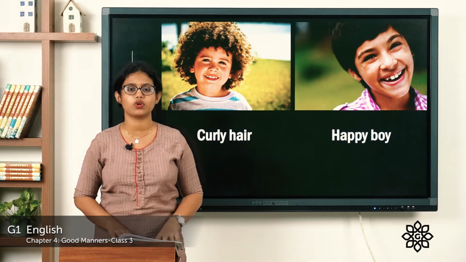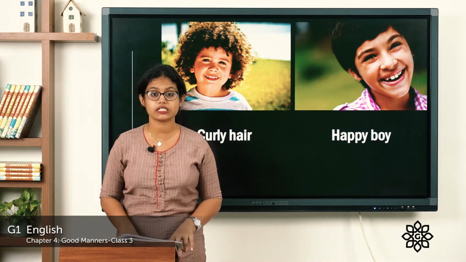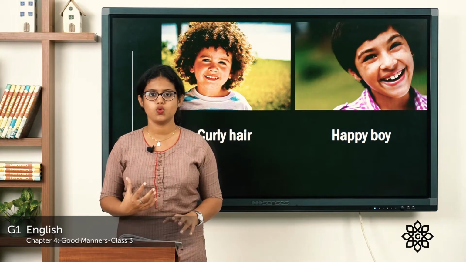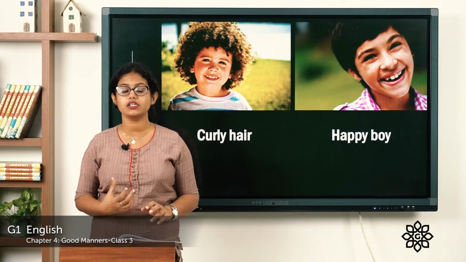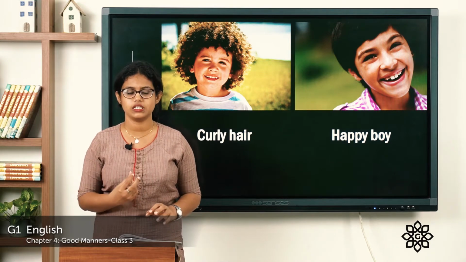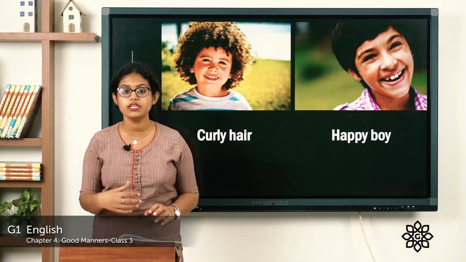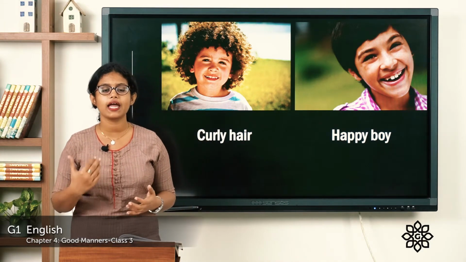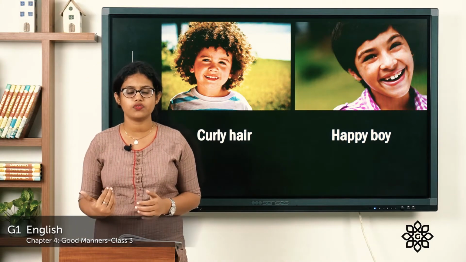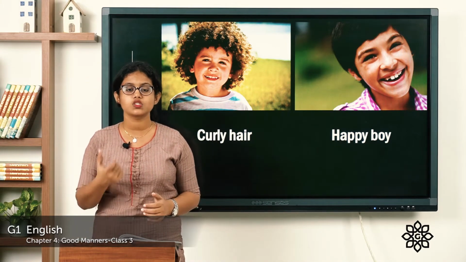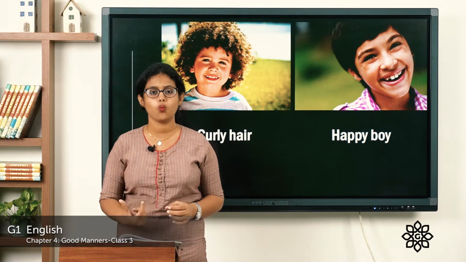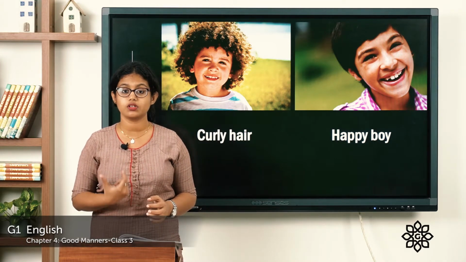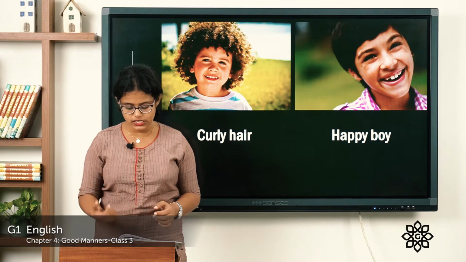You can take page number 48 in your textbook. There are some examples given. See the second one, pretty dress. Which is the describing word here? The describing word here is pretty. The word pretty describes the dress. Next one, big elephant. The naming word here is elephant. Elephant is the name of an animal. Big is the describing word. It describes the size of the elephant.